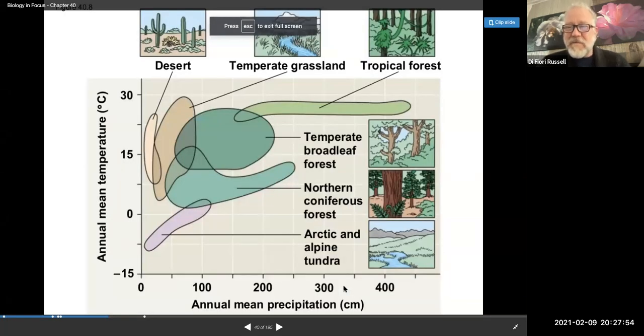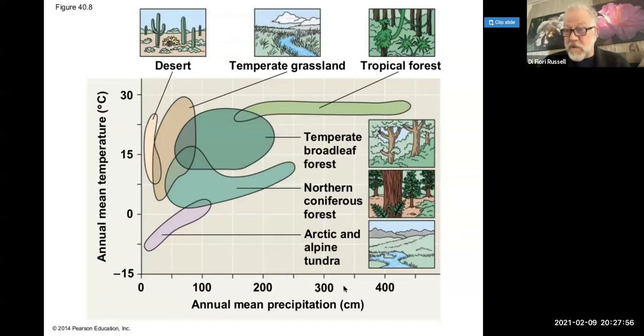And so this is a graph from Campbell, if you use that textbook. It's a standard graph that you might find in any intro bio textbook. And we're starting with sort of the big picture, and we'll zoom in to meet all the requirements for the class. But I'd like to start with the idea of biomes.